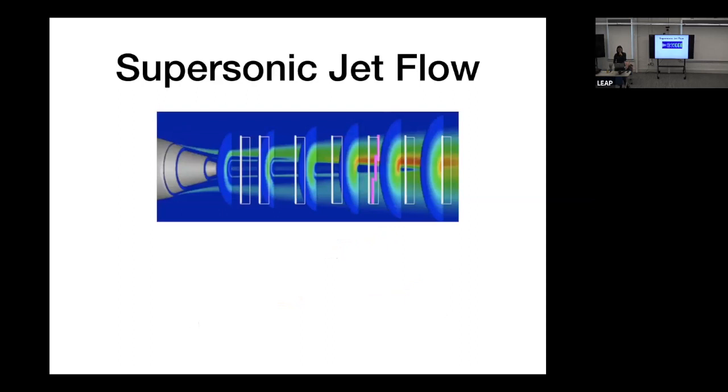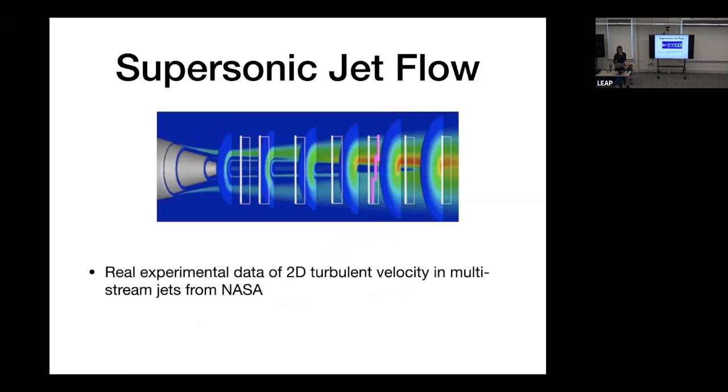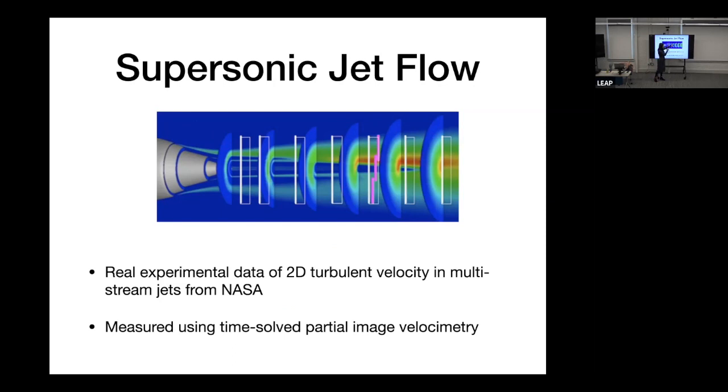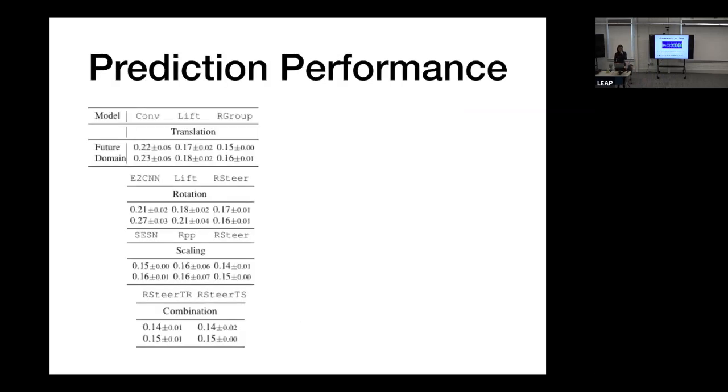Okay, then we apply this to the supersonic jet flow. This is the real experimental turbulence data from NASA, and this is taken as a video. We have 7 different cameras taking pictures of this turbulence, and then it measures the velocity field when these jets pass through this tunnel. So it creates this time resolved video of the turbulence. And then we try to predict the future evolution of turbulence, especially near the nozzle region.